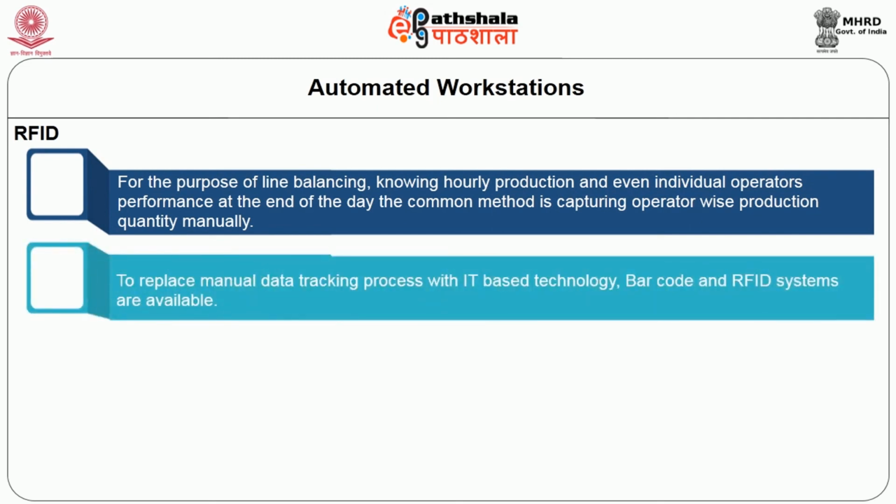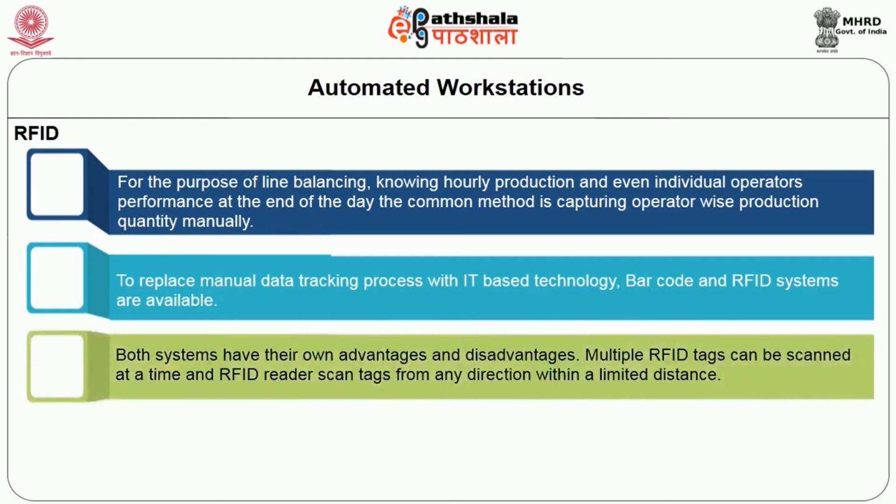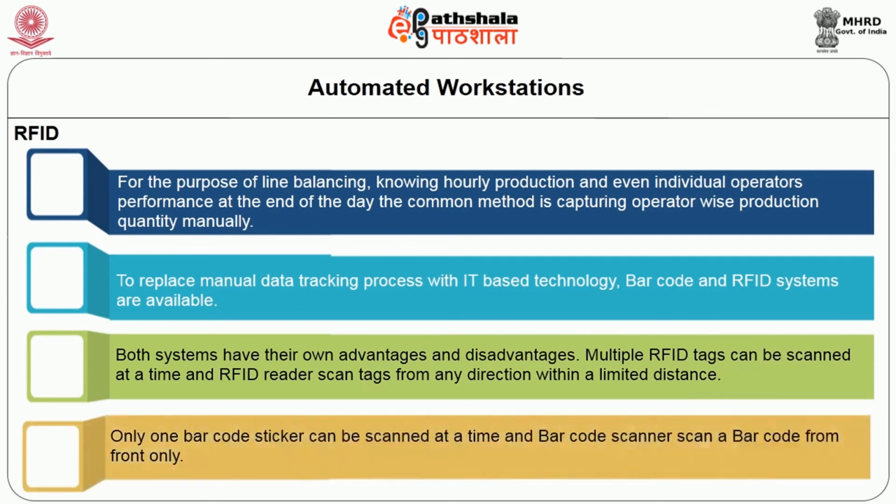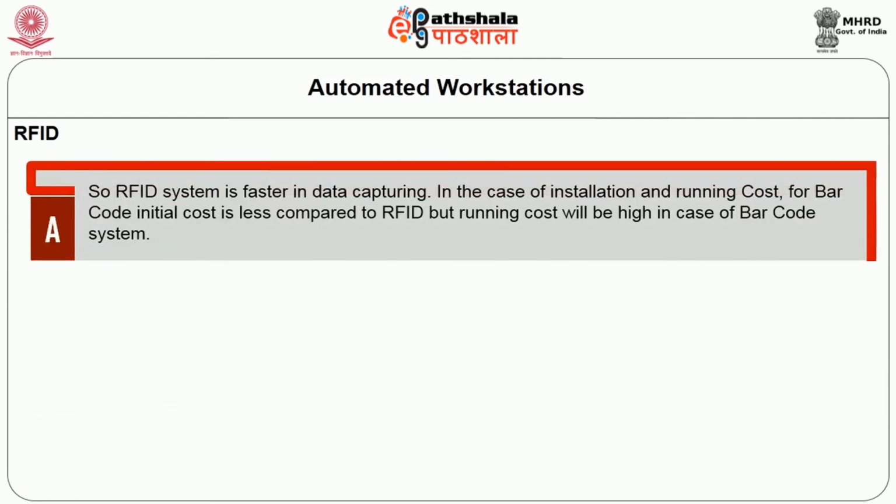To replace the manual data tracking process with IT-based technology, barcode and RFID systems are available, and RFID is much more advanced. Both systems have their own advantages and disadvantages. Multiple RFID tags can be scanned at a time, and RFID reader can scan tags from any direction within a limited distance. Only one barcode sticker can be scanned at a time, and a barcode scanner can scan only from the front. So RFID system is faster in data capturing.